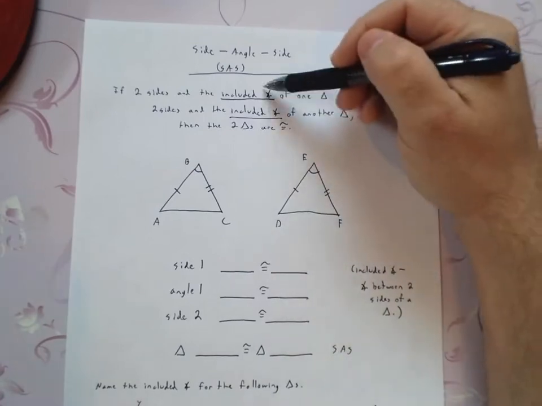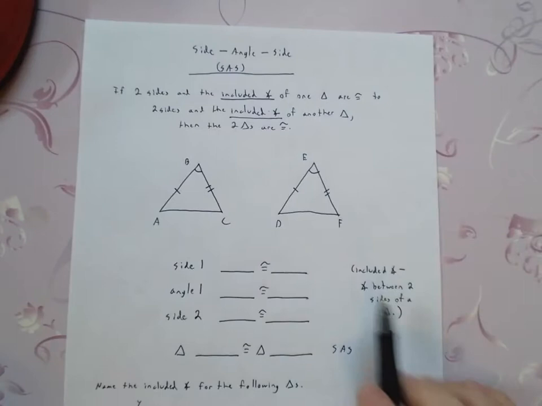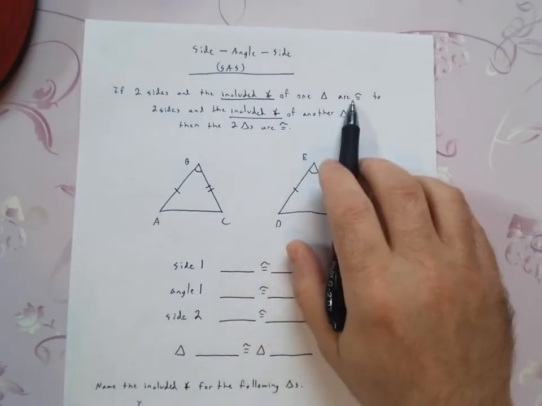Well, real quick, included angle. This is the important piece. This is where most students mess up. Included angle means that the angle is between two sides of a triangle, which in our case, we need it between the two sides that are congruent.